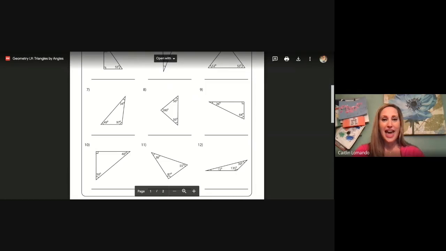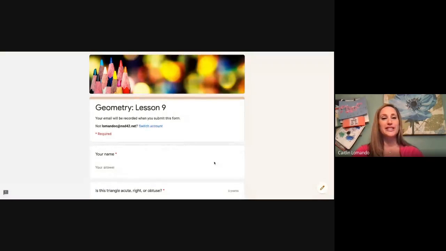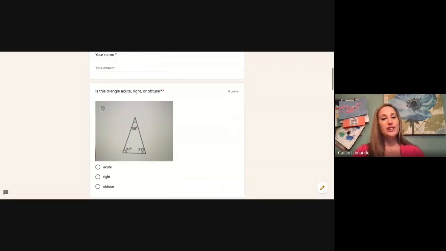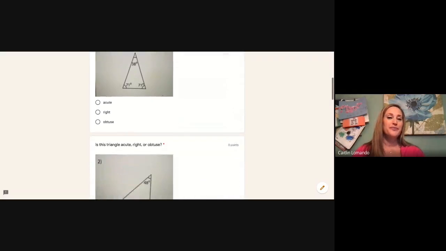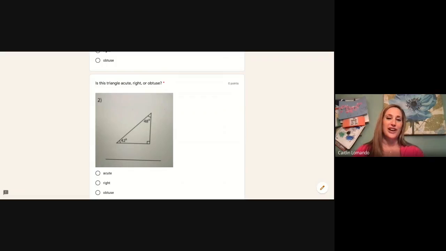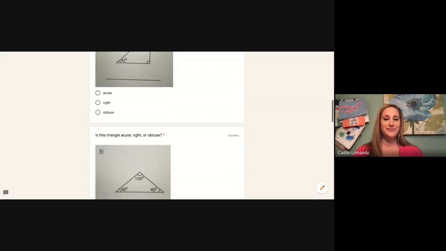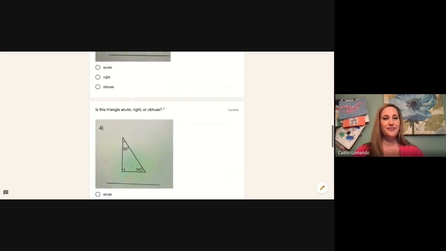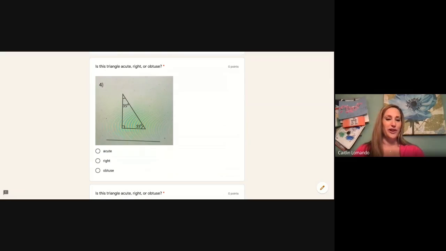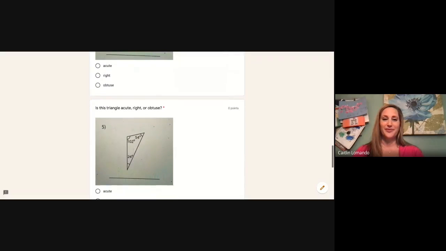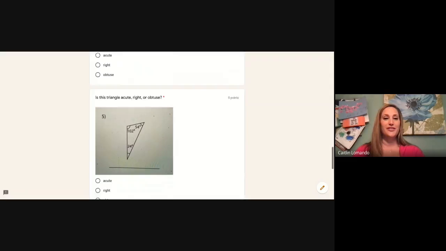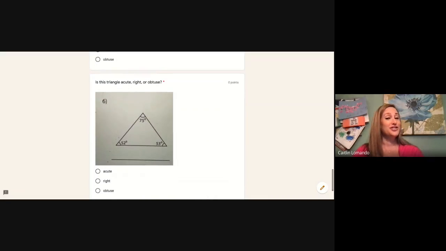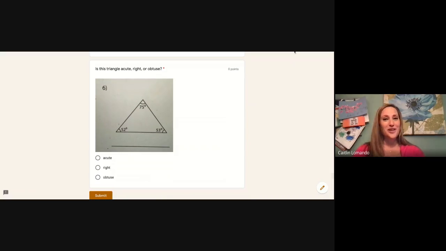Let's look at our Google form for today. Today, you will be looking at triangles and simply telling whether they are acute, right, or obtuse. Here is triangle 1, triangle 2, triangle 3, triangle 4, triangle 5, and triangle 6.